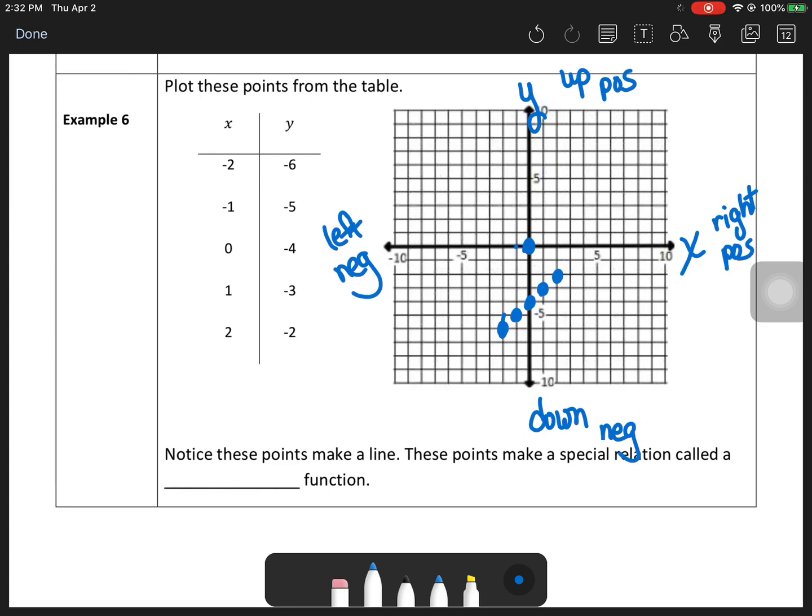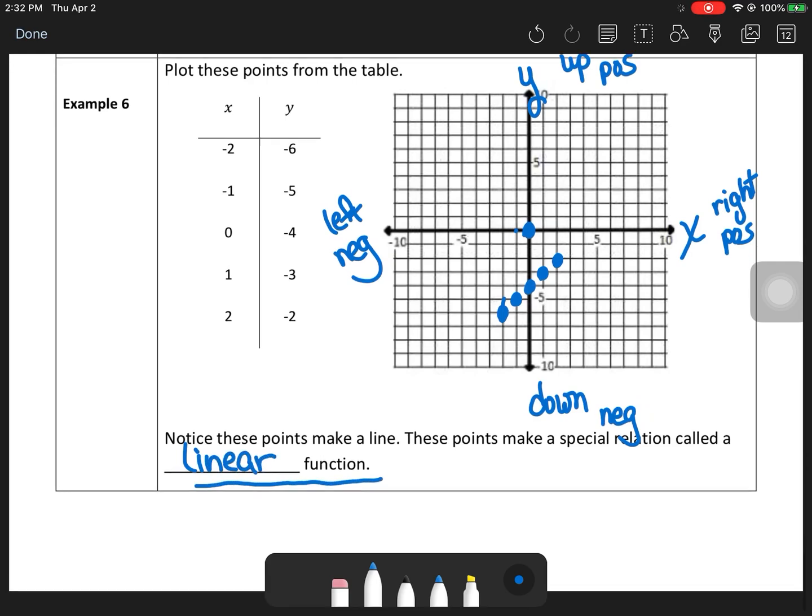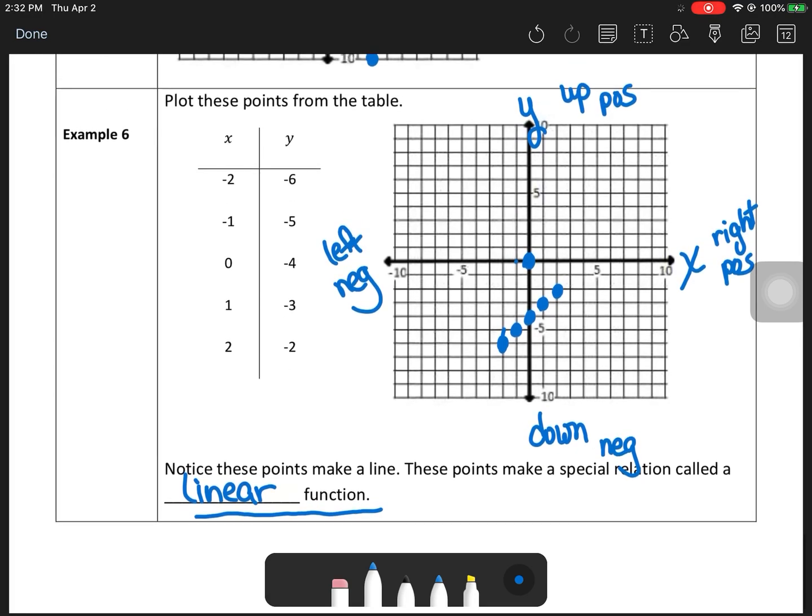It says, notice these points make a line. These points make a special relation called a linear function, because it is a line. And this is our practice on graphing on the coordinate plane.